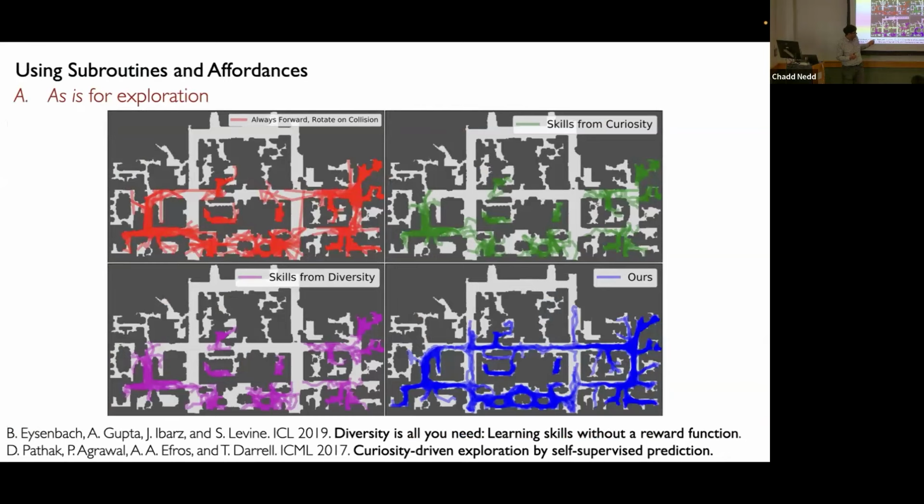What we can now do is use these subroutines as is for exploring an environment. So what we are doing here is we initialize the robot at a place, you use the affordance model to sample the subroutine, you execute that subroutine, and then you keep doing that over and over again. And what you can see is this leads to much better exploration of the environment as opposed to other skill learning methods which are not using videos in any way. Diversity is all you need and curiosity were popular papers at the time that we were doing this. So as is, you can use these for effective exploration.